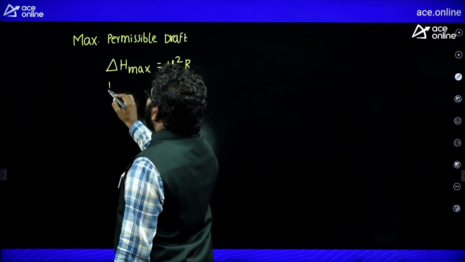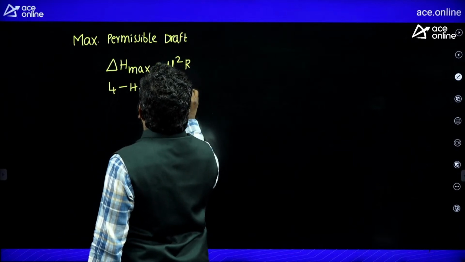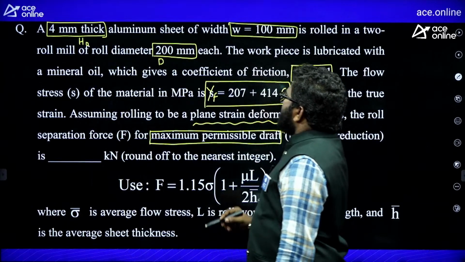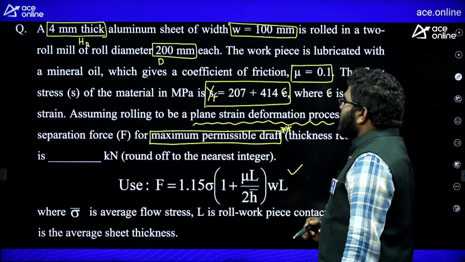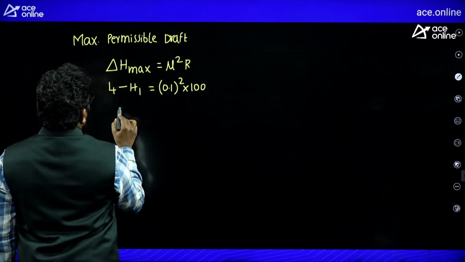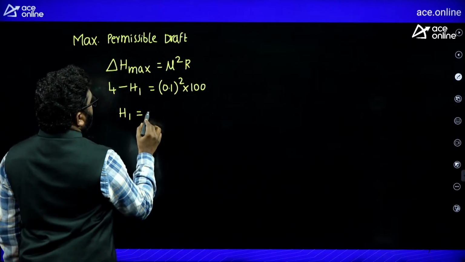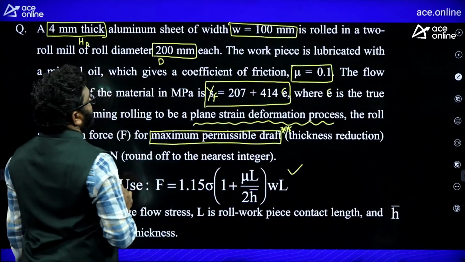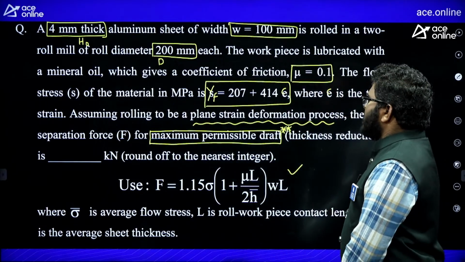So 4 minus H1 is equal to 0.1 whole square into radius, which is 100. Diameter is 200, radius is 100. So from this you should calculate H1 first. You will get approximately H1 as 3 mm. So we got the final thickness and initial thickness, that is one case.